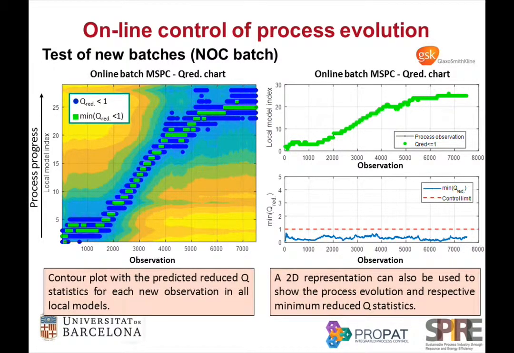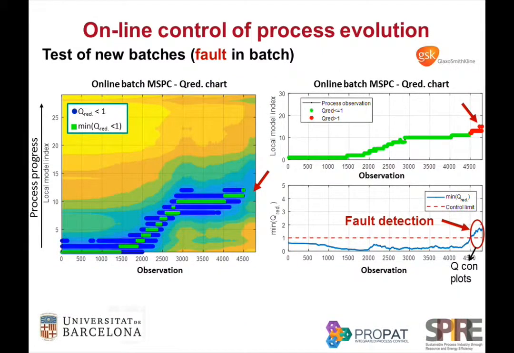Of course, if we have a faulty batch, what will happen is that from a certain point on, there are not going to be any Q values below the control limit of any local model. And we will see this in here. We can flag this situation. Or if we just plot the Q values, we will see that from a certain point on, the minimum Q value that we can get is always above the control limit, meaning that something is going on. Something wrong is happening.